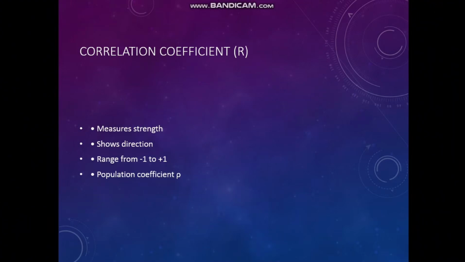To measure correlation, we use the correlation coefficient R. It shows how strong and in which direction the relationship is. The value of R is between -1 and +1. For population data, we use the symbol rho.